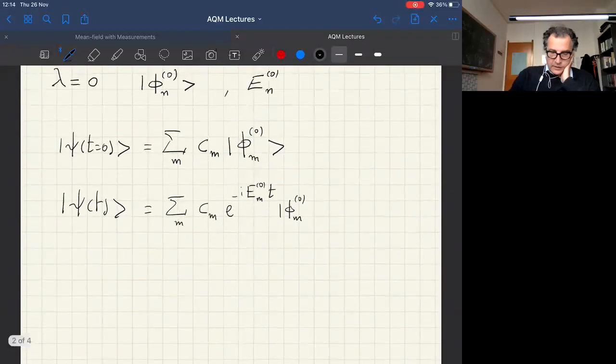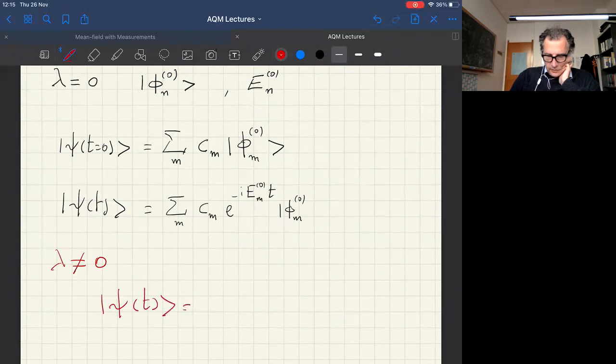Very good. So now the question that I want to see is to do the same for lambda different from 0. Okay. So a good starting point for lambda different from 0 is to say, I just try to do something similar, where psi of t is expressed using the same approach, but now I say, this is sum over m.